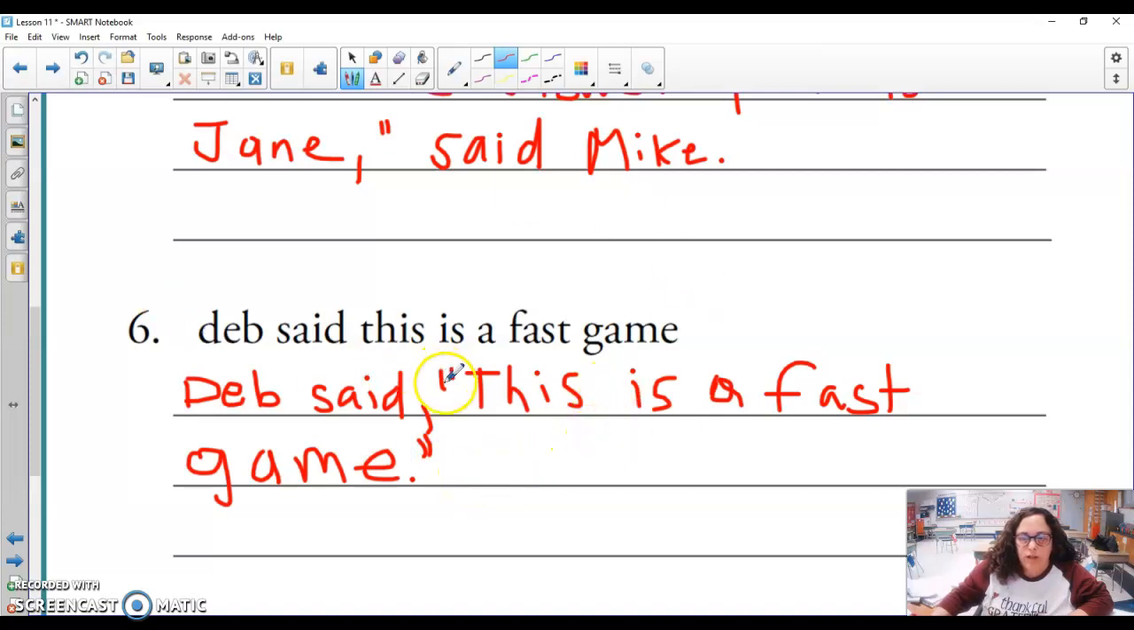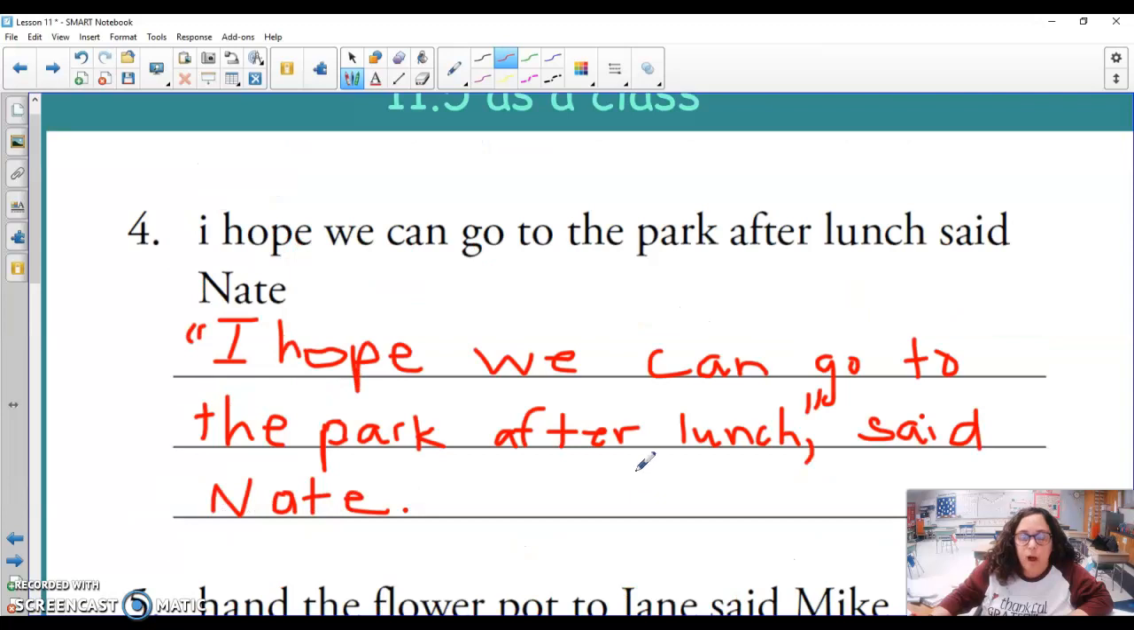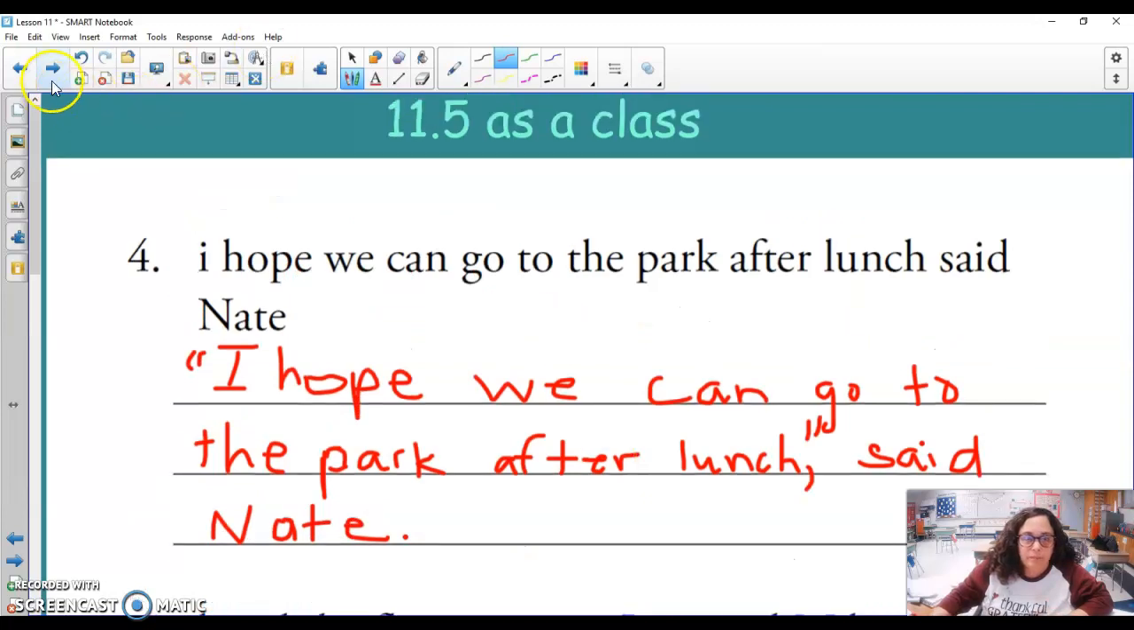Boys and girls, please write a lot neater than I did. I'm using the mouse to write, so it's a little bit more difficult and challenging for Mrs. Snyder. But if I went too fast, go back and listen to it again or pause the video as you're doing it. All right, moving on.